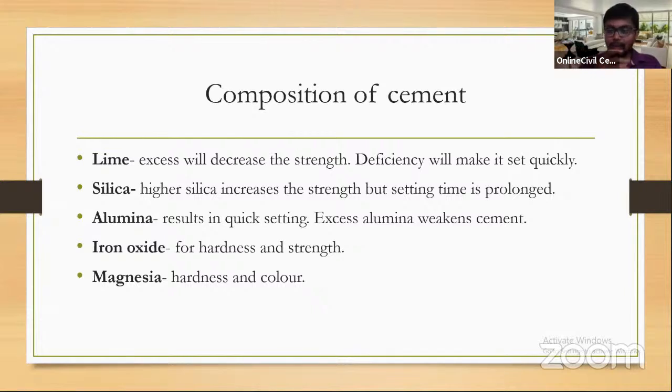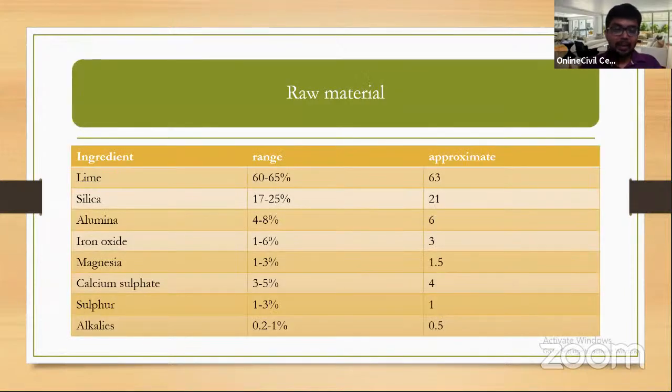Iron oxide is for hardening or strength, but there is a particular quantity; we should add only that quantity. Magnesia is for hardness and also color. Some cement, as you can see, is white, some cement is black. So magnesia plays a part in that.